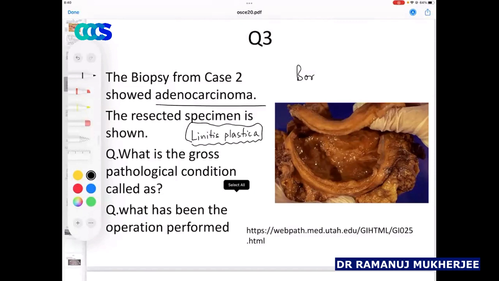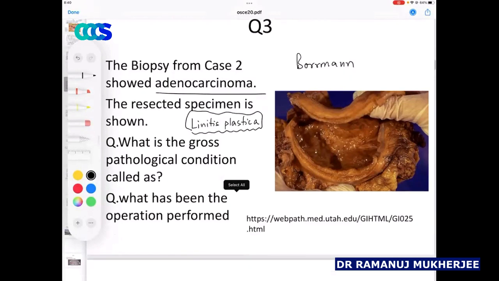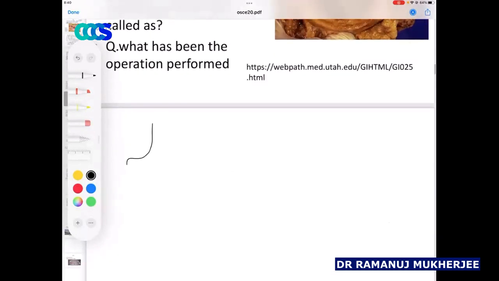Okay. Now, can you tell me a Borrmann type 1? What is a Borrmann type 1? Okay, so let me have it quickly, sir. Borrmann type 1 is polypoid.